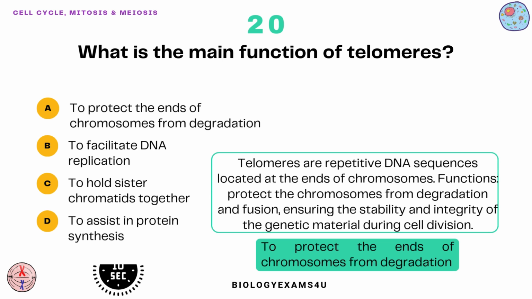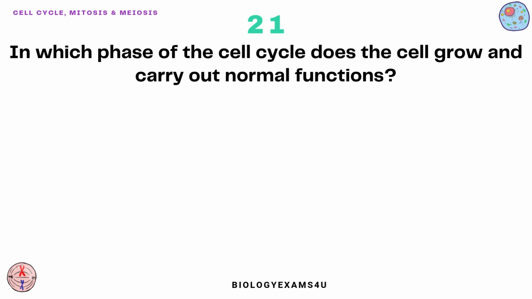The correct answer is to protect the ends of chromosomes from degradation. Telomeres are repetitive DNA sequences located at the ends of chromosomes. The major function is to protect the chromosomes from degradation and fusion, ensuring the stability and integrity of the genetic material during cell division.